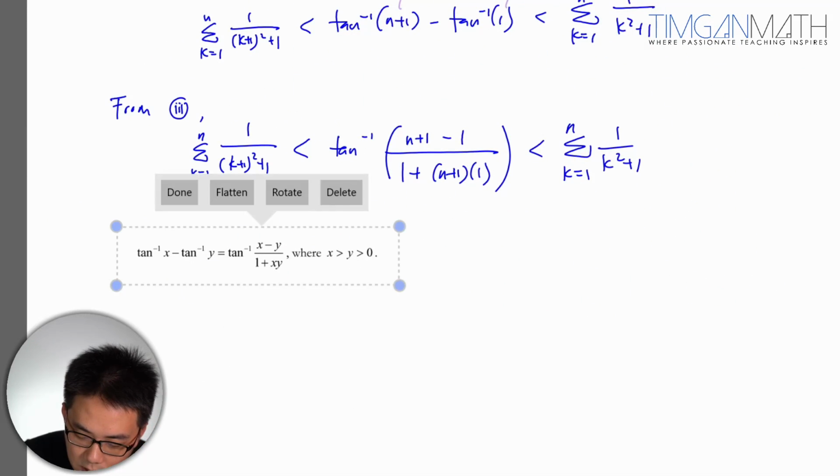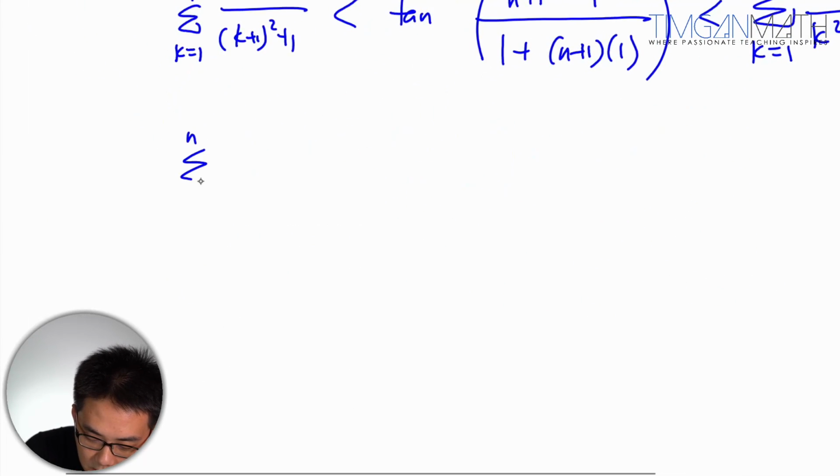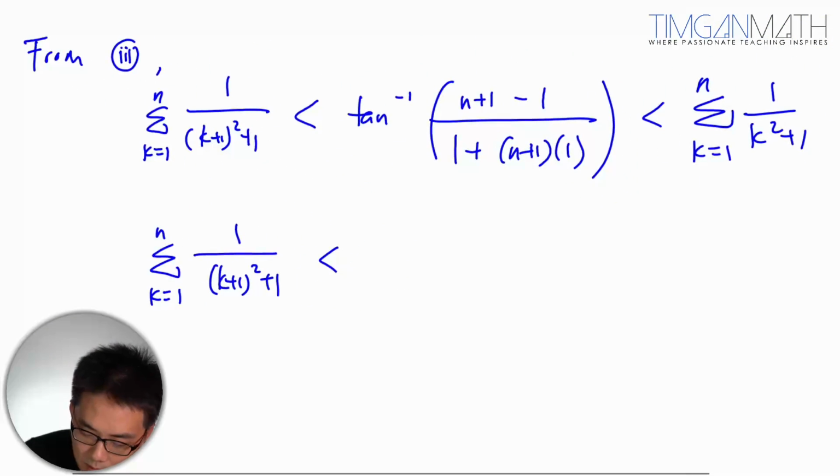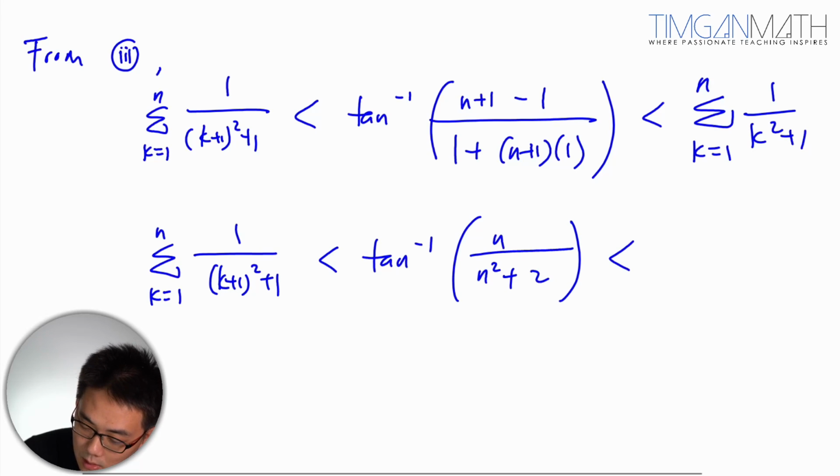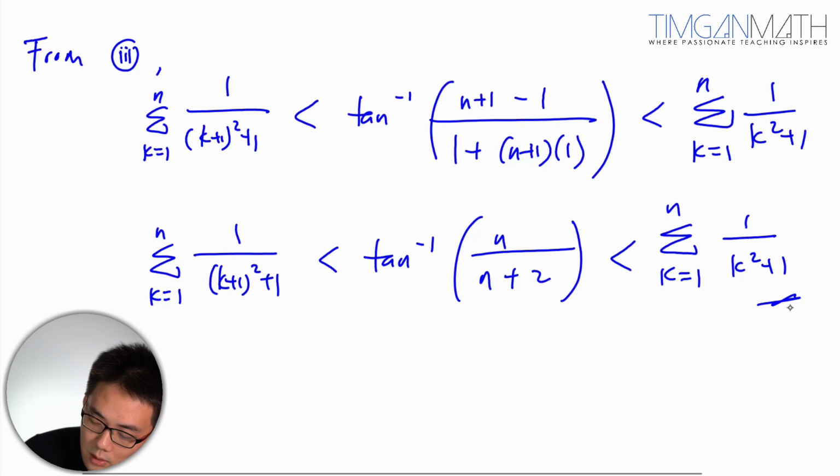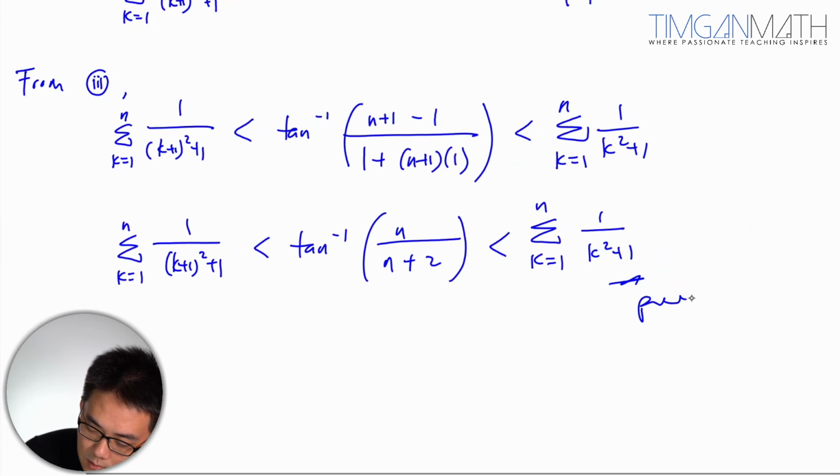So we're just going to rearrange this, and this will be n, k equals to 1, and this is k plus 1 square plus 1 between tangent inverse n over n square plus 2n. Okay, that's a good thing about proving. Yeah. So just check. There you go, this is proven.